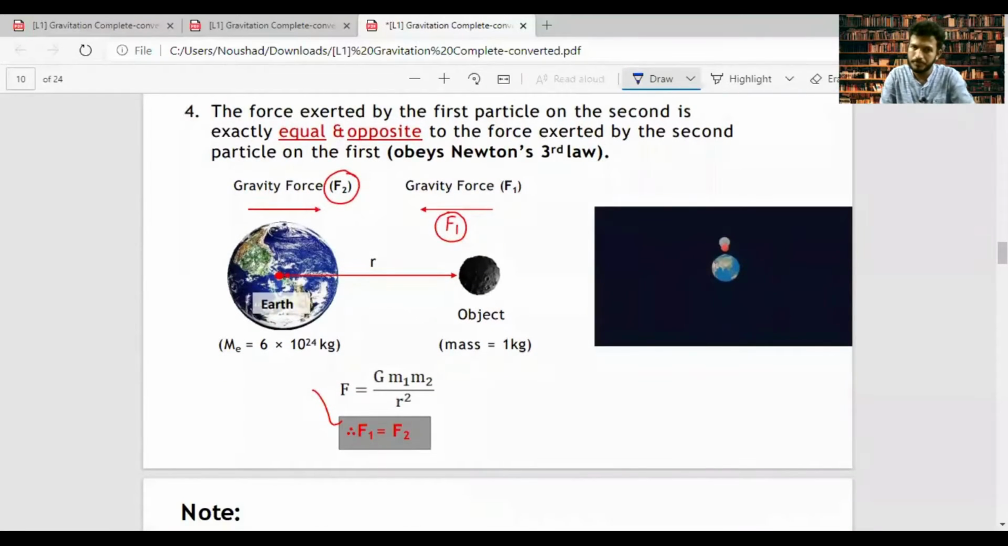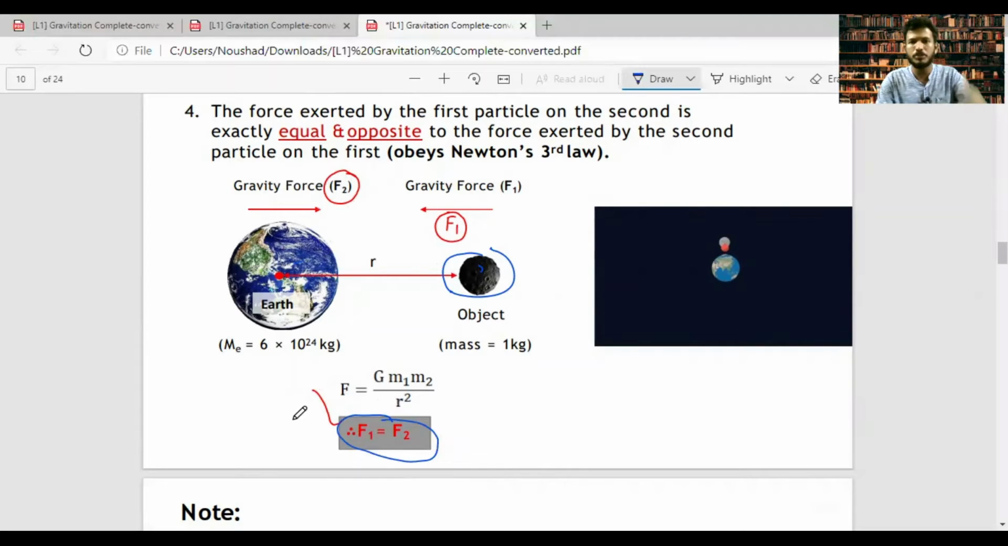Number four: the force exerted by the first particle on the second is exactly equal and opposite to the force exerted by the second particle on the first. It's very simple. Earth attracts the moon, and the moon also attracts the earth. Those two forces are equal. That means F1 and F2.